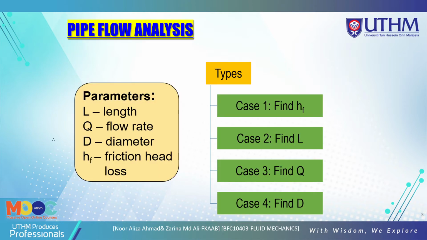Now we continue our topic 4 in part B, analysis of flow in pipes. So we look at the pipe flow analysis here. There are 4 types. Case 1 is to find HF. Case 2, find L. Case 3, find Q. And case 4 is find D. The parameters given for these cases are length, flow rate, diameter, and friction head loss.